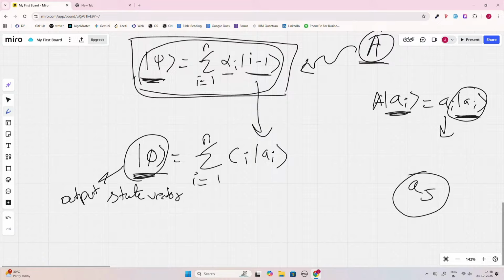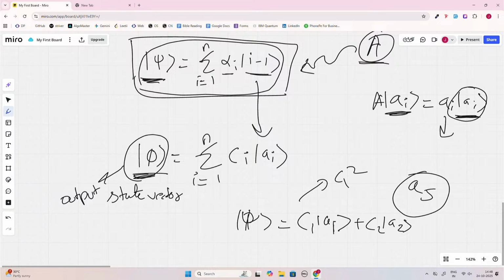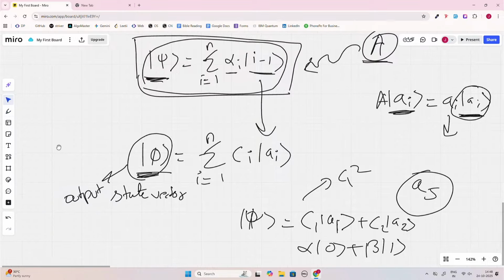Let us go with the actual thing again. C1, A1, C2, A2. Let us consider something like this. What is the probability of the output being A1? C1 square, correct. It is C1 square, right? Why can I write it like this? Yes or no? Can I represent it like this? So that's a simple deal actually.